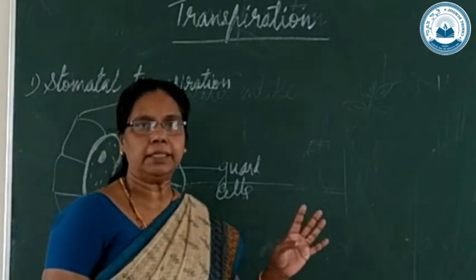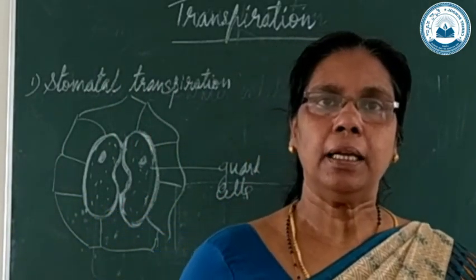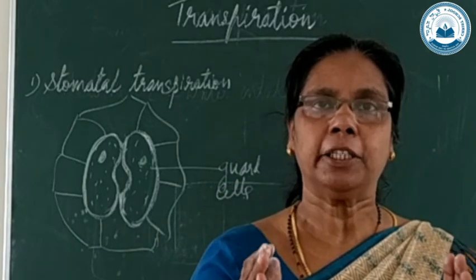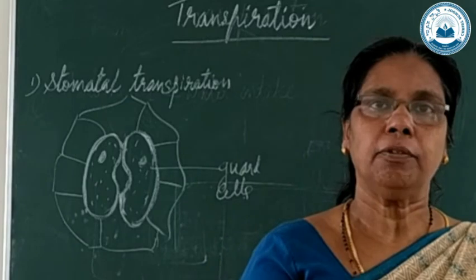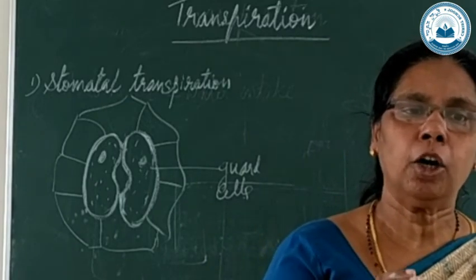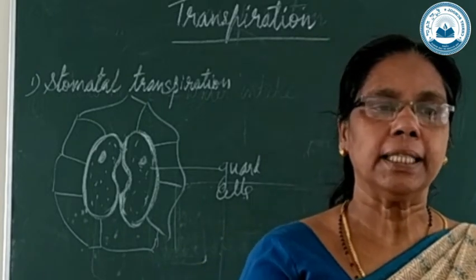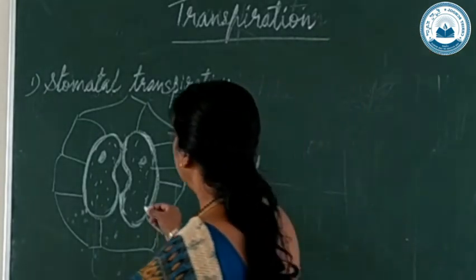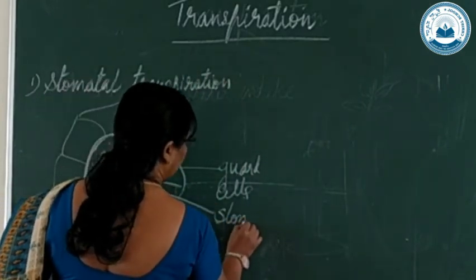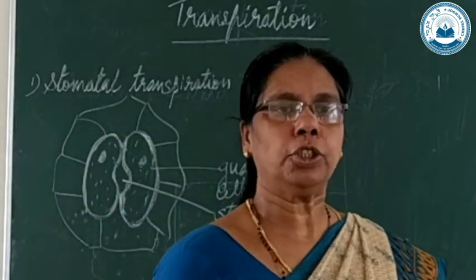This is the simple structure of the stomata. You can see a single stoma. On each side it is protected by the guard cells, which are bean shaped, and they contain chloroplast as well as a nucleus. And this opening is called the stoma.